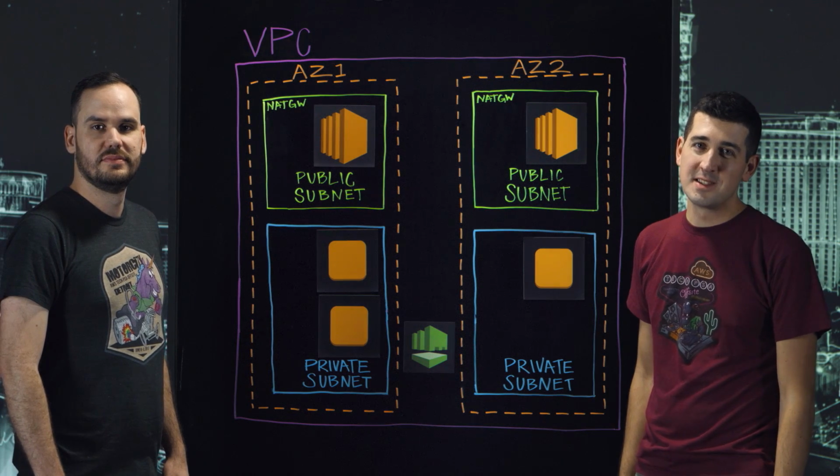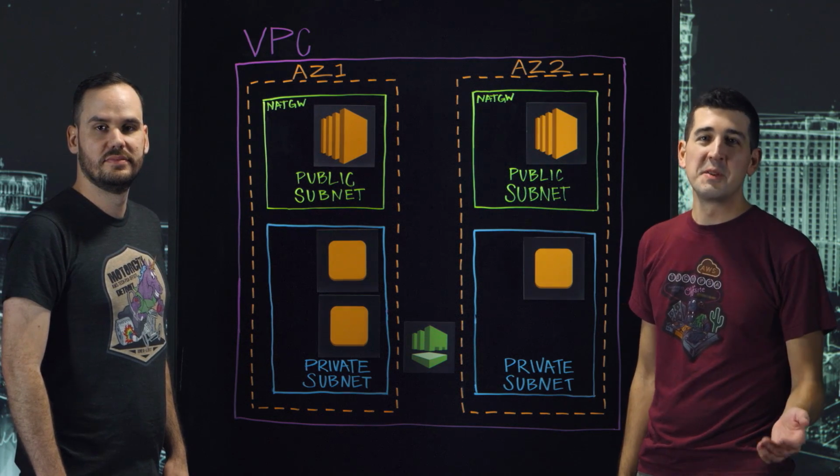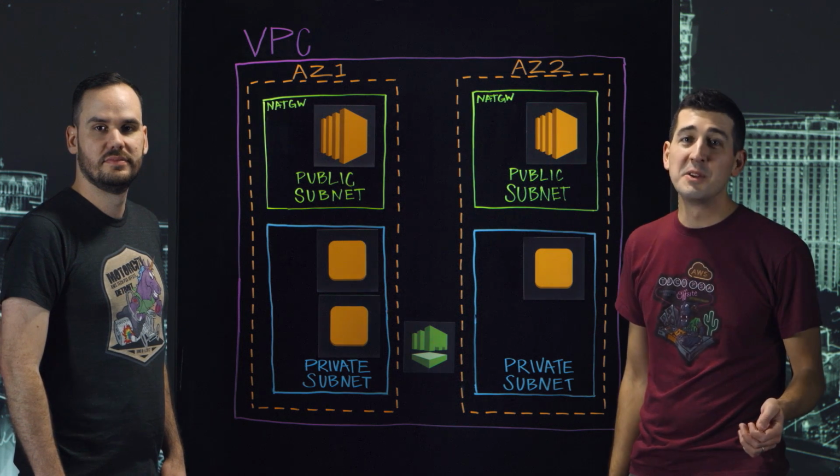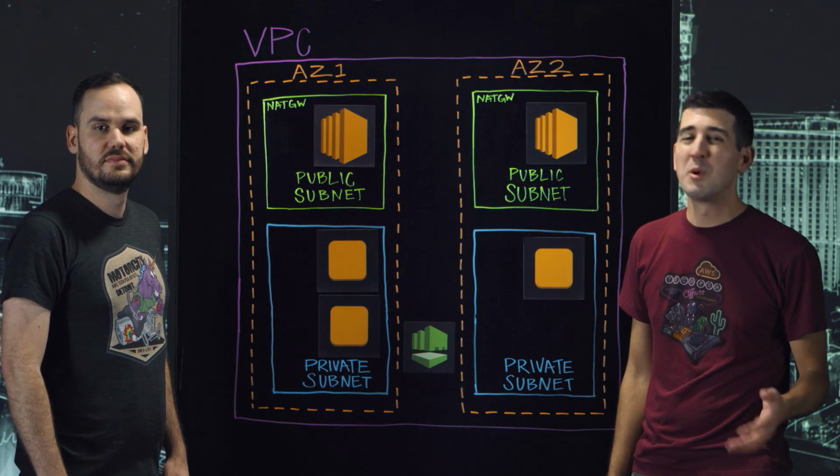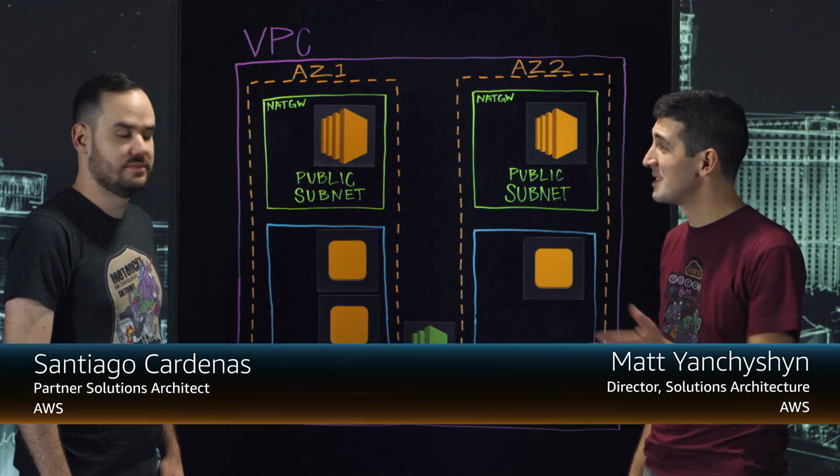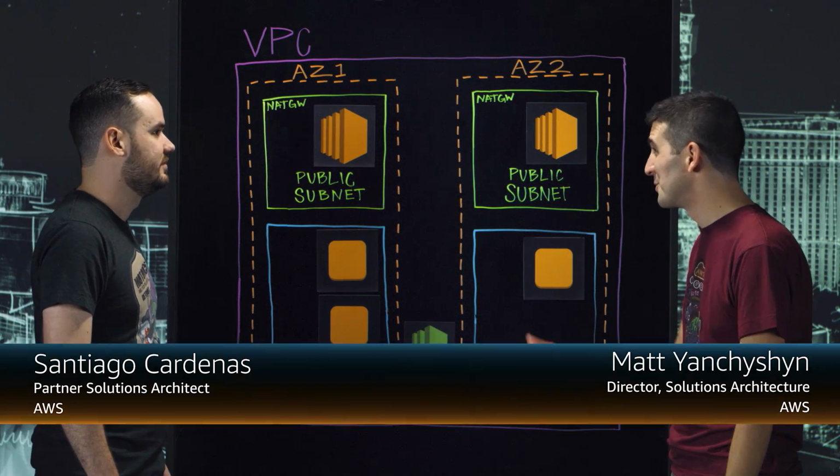I'm Matt from AWS. If you've been watching this series, you know that normally we talk to customers and partners about how they build their solutions on top of AWS. But once in a while we talk to our own internal teams and learn how they build their own solutions. So today I'm joined by Santiago from the AWS Quick Start team. Thanks for joining. Thank you.